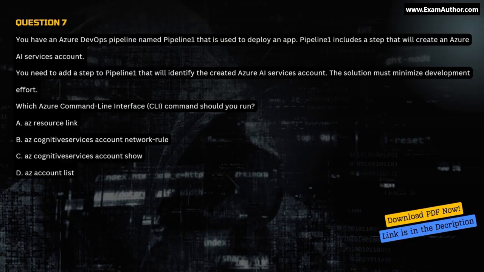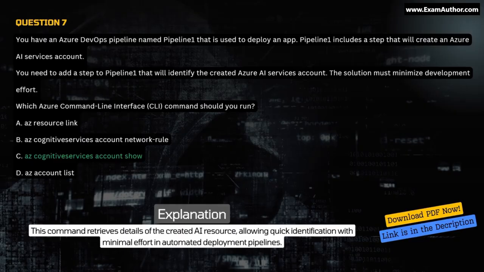The solution must minimize development effort. Which Azure Command Line Interface (CLI) command should you run? A. AZ Resource Link. B. AZ Cognitive Services Account Network Rule. C. AZ Cognitive Services Account Show. D. AZ Account List. Correct answer C. AZ Cognitive Services Account Show. Explanation: This command retrieves details of the created AI resource, allowing quick identification with minimal effort in automated deployment pipelines.